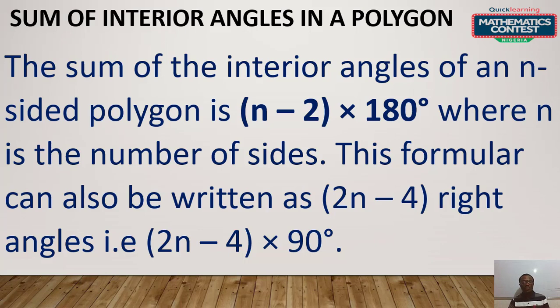So for instance, if we want to get the sum of angles of a triangle, n will be 3. So 3 minus 2 is 1, and 1 times 180 is 180. That is how we got the sum of the interior angles of a triangle to be 180. The same thing applies to a quadrilateral. For a quadrilateral, n will be 4, and 4 minus 2 is 2. 2 times 180 is 360, and so on. A pentagon is 540 because 5 minus 2 is 3, and 3 times 180 gives us 540, and so on. This is the formula to get the interior angle sum of any polygon, either regular or irregular.